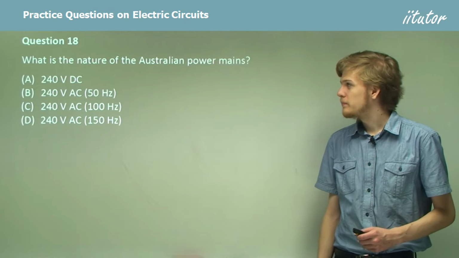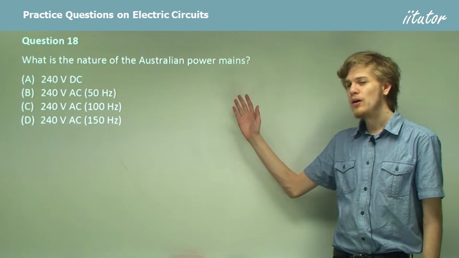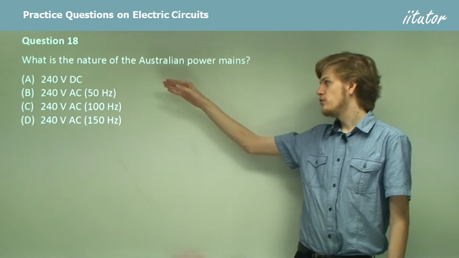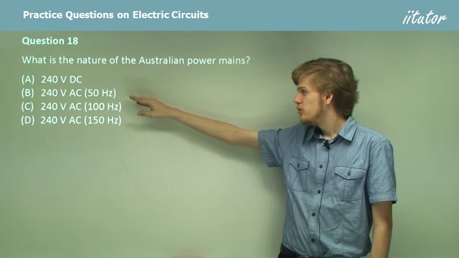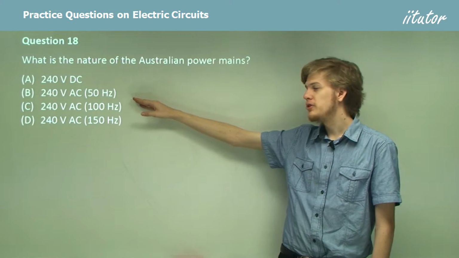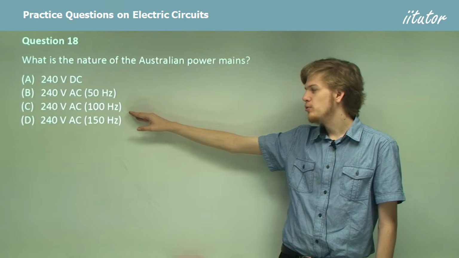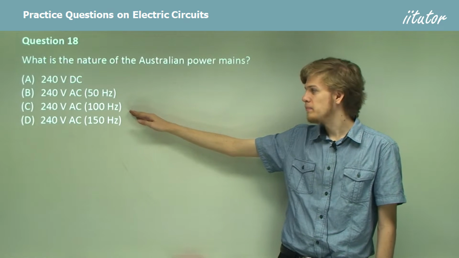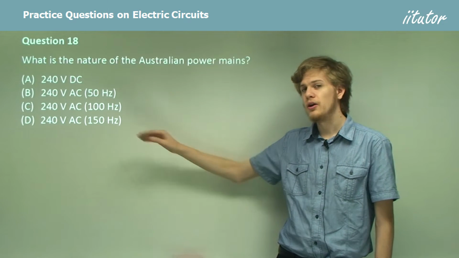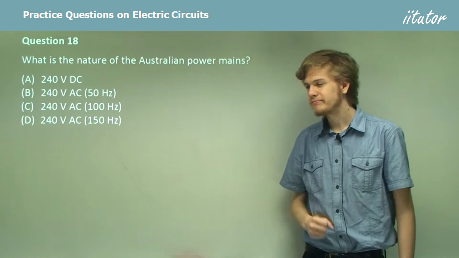Question 18. What is the nature of the Australian power mains? Is it 240 volts DC, or AC moving back and forth at 50 times a second, AC moving back and forth at 100 times a second, or AC moving back and forth at 150 times a second?